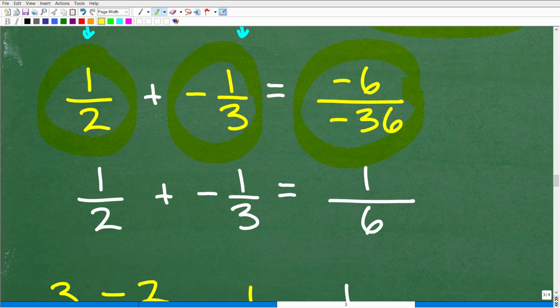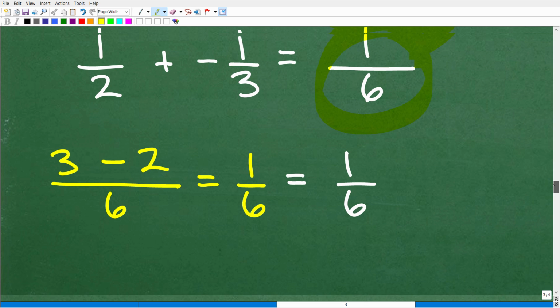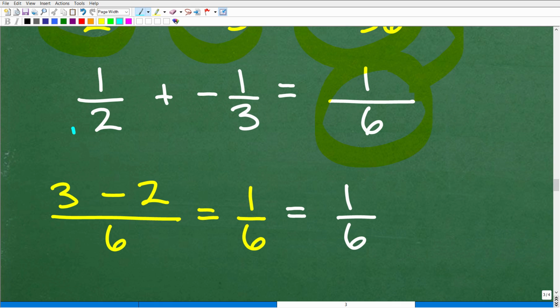All right, so now this fraction reduces. It's a negative over negative, that's positive. Positive 1/6. So let's go ahead and now add 1/2 plus negative 1/3.